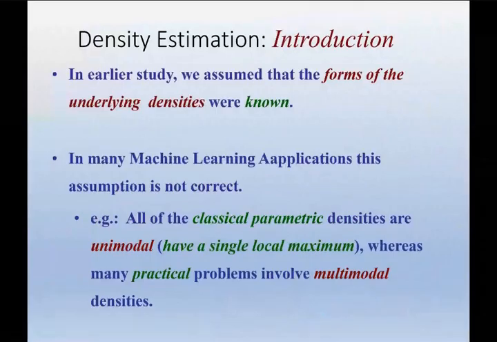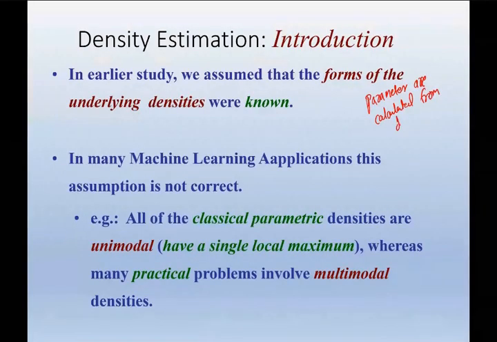So in the earlier study, we assumed that the form of underlying densities is well known to us, and we estimate their parameters only. So parameters are calculated from data. That is called a parametric method.